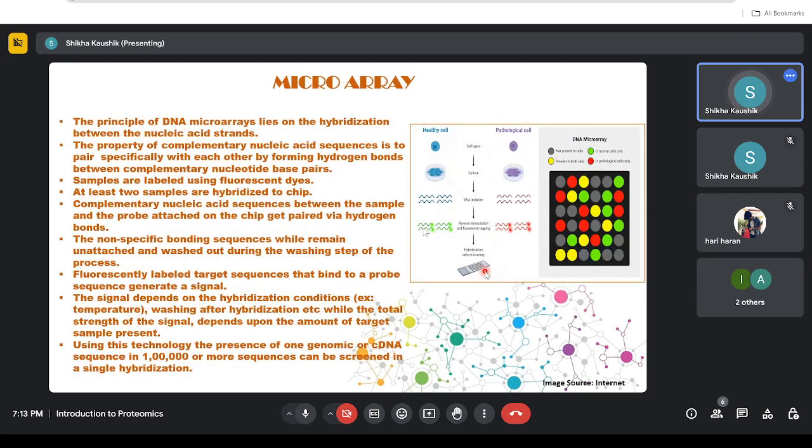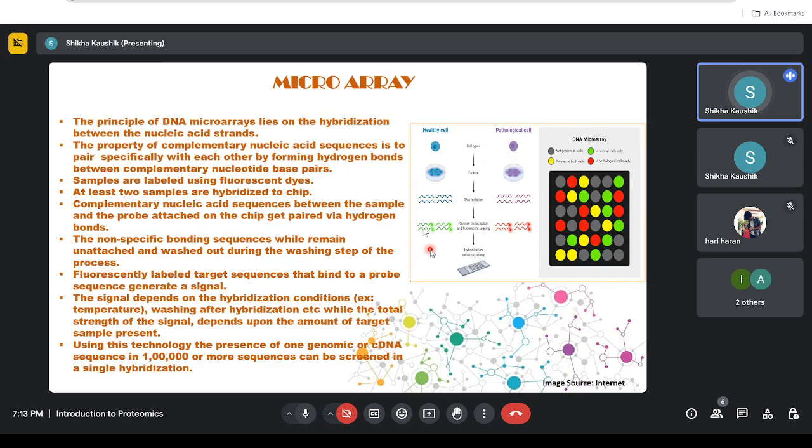So likewise here, in the case of DNA microarray, the property used is basically hybridization between nucleic acid strands, and the property of a complementary nucleic acid sequence is to pair specifically with each other. So you have a particular specific oligo bound to your array, and you are detecting a particular DNA fragment in your sample. If you could see this cartoon, you have a healthy cell and a pathological cell, some diseased cell, and you are taking out the DNA or RNA, isolating it.